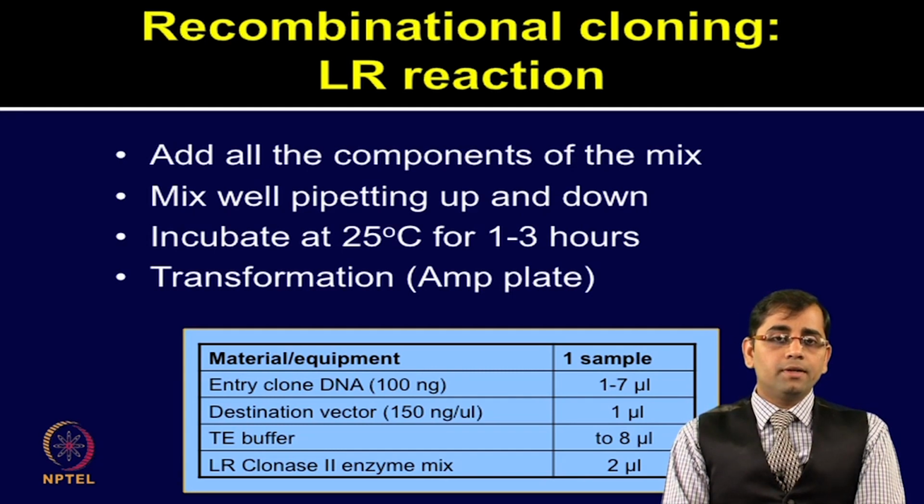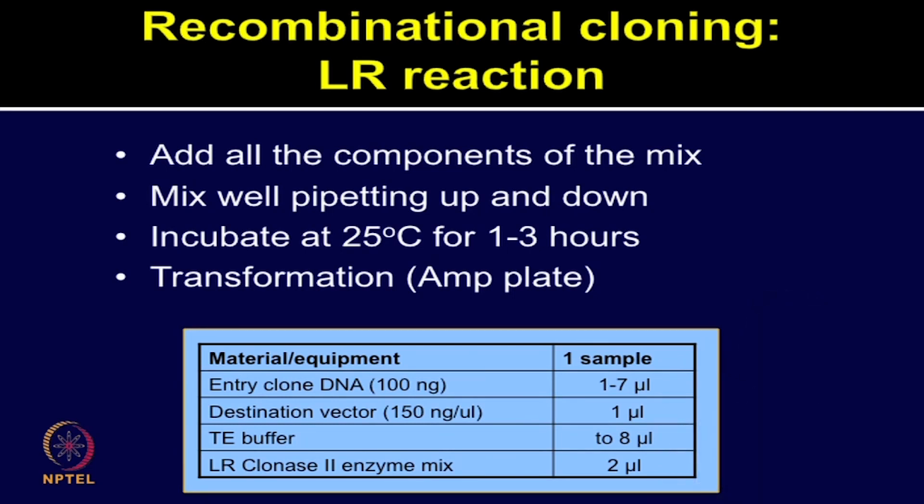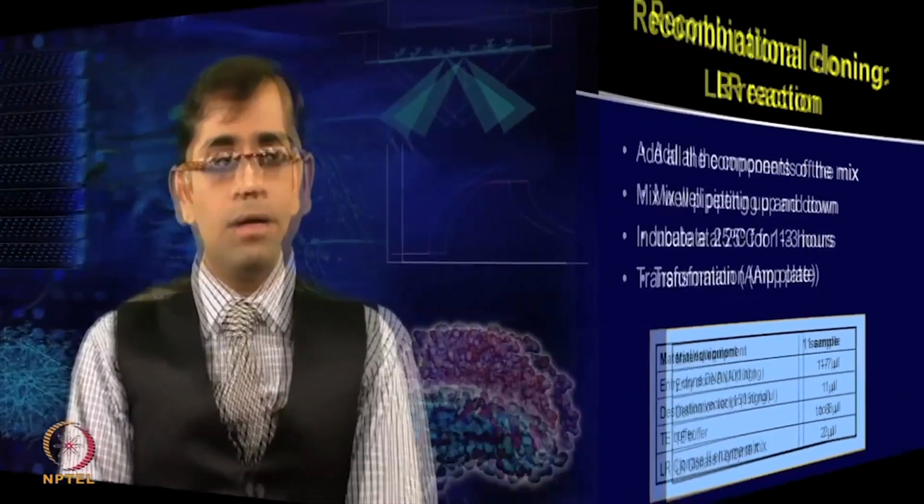Again, these volumes are just to give you an estimate about how to do the reactions. Add all the components of this mix by doing the pipetting up and down. Incubate them at around 25 degrees for 1 to 3 hours, and then this mixture can be plated on ampicillin plate. Antibiotic will be able to screen only those clones which have the gene of interest in the correct vector.